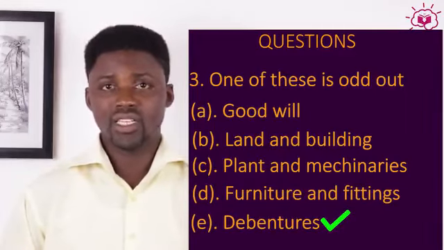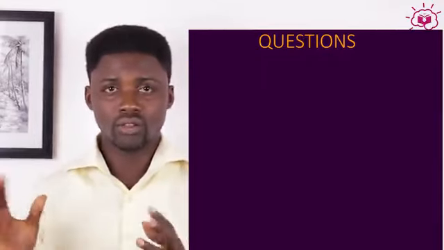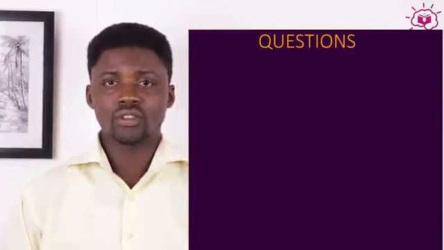You will remember that in our balance sheet, debenture is under long-term liabilities, while all these that have been mentioned, goodwill, land and building, plant and machinery and furniture, are under fixed assets.